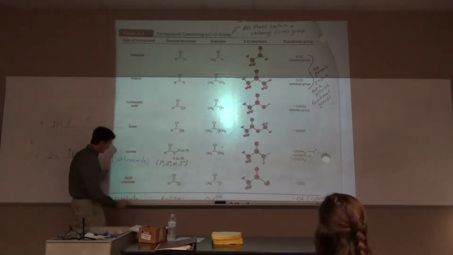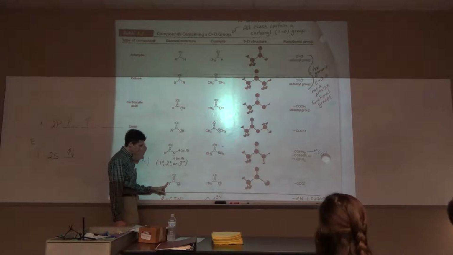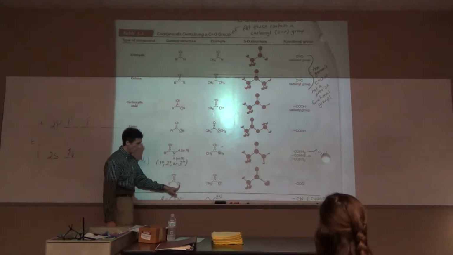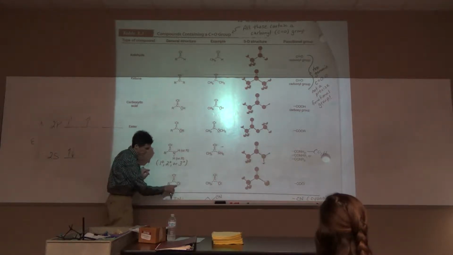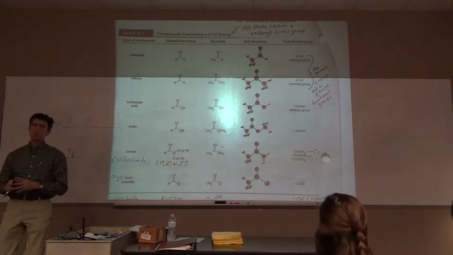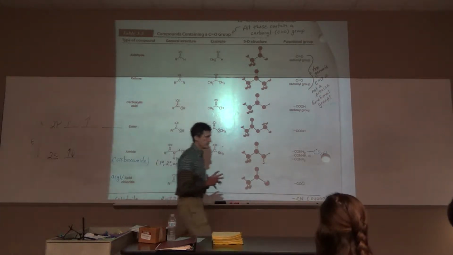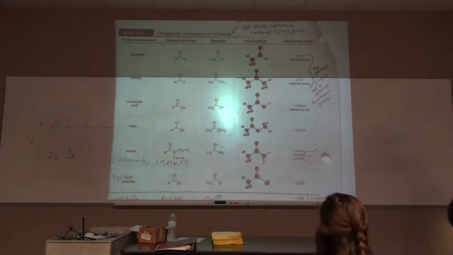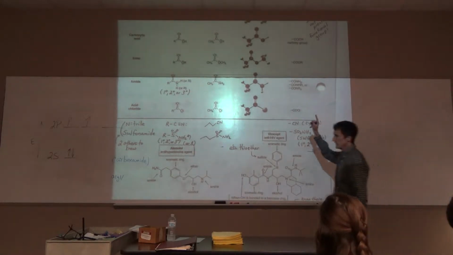Acid chloride, also known as an acyl chloride. Carbonyl on one side, R group on one side, chlorine on the other. Now you can also have acyl bromides and acyl fluorides. The chlorine is most common here. That's why it's the only one shown. Acid chloride. Those tend to be pretty reactive. Those are mainly covered in organic 2. There's two additional ones that I want you to know.